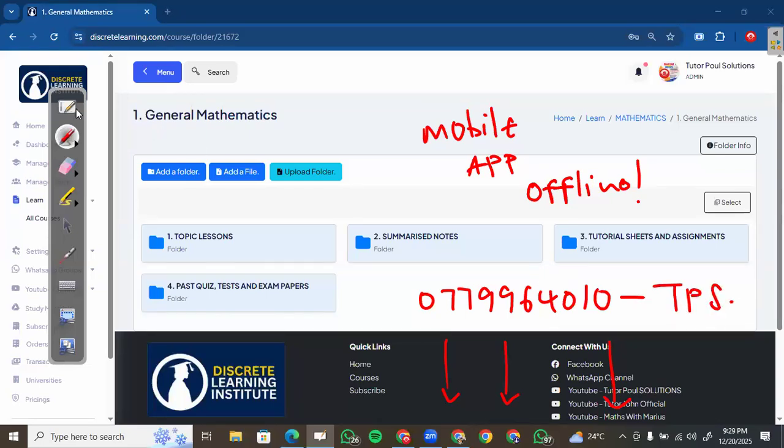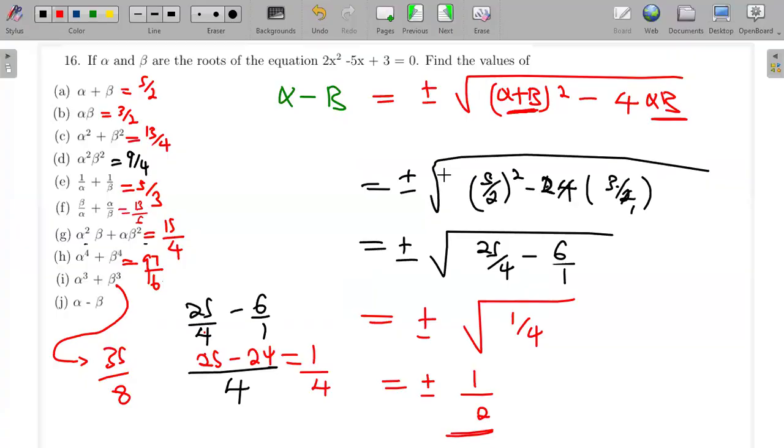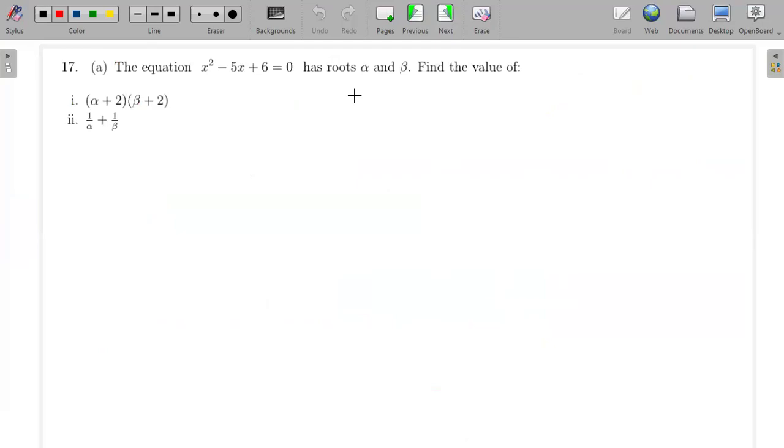All right, so now let's continue solving our questions. Back to business. We move to the next question, which is this one. Same concept of what we've been doing, but we've been given a different quadratic equation now. Here they're saying the equation x squared minus 5x plus 6 equals 0 has the roots alpha and beta. Find the value of alpha plus 2 multiplied by beta plus 2, and 1 over alpha plus 1 over beta. First of all, we have to get alpha plus beta, which is minus b over a, and then alpha multiplied by beta, which is c over a.